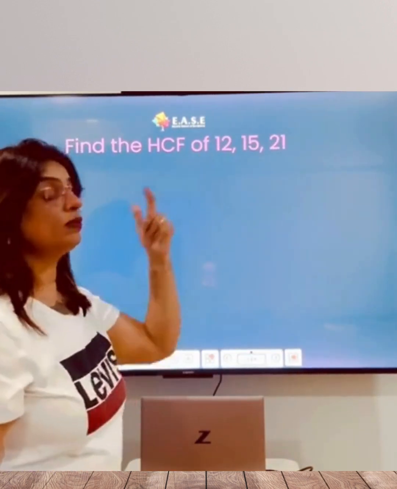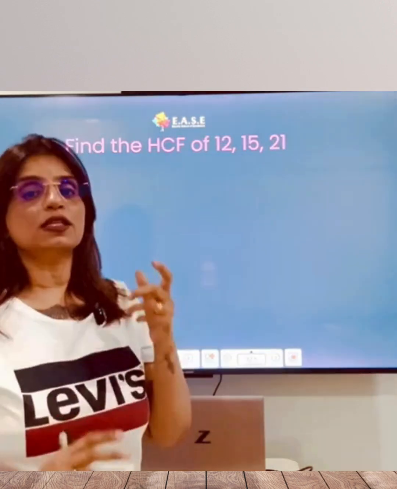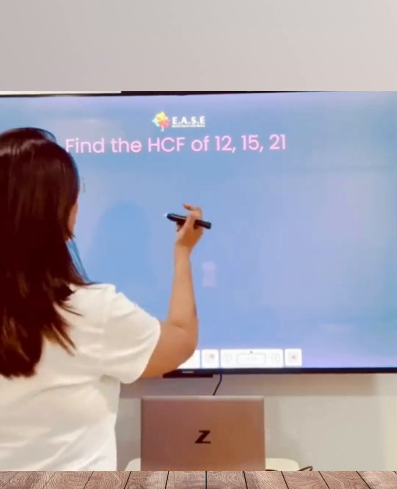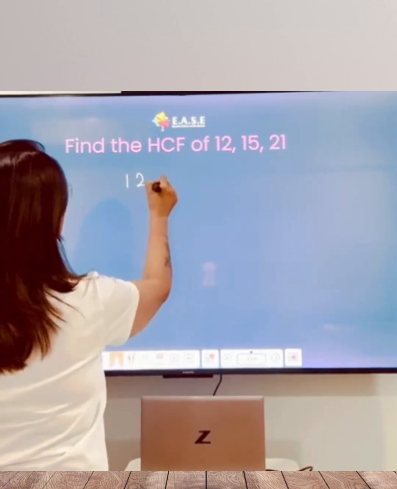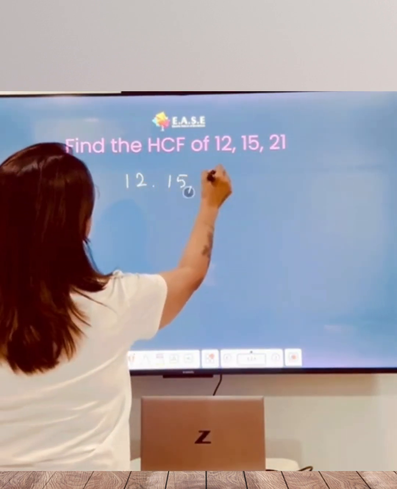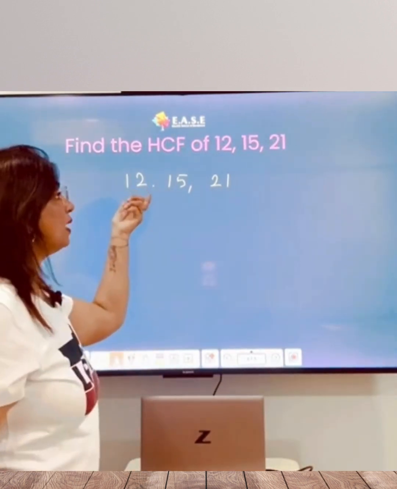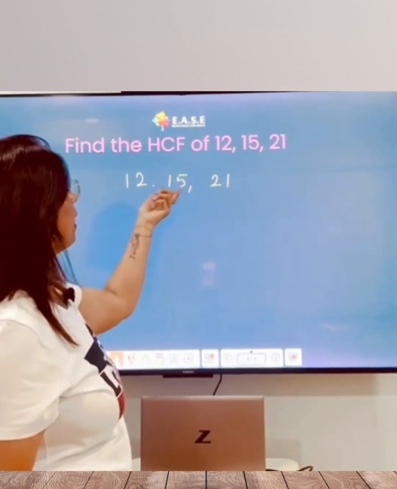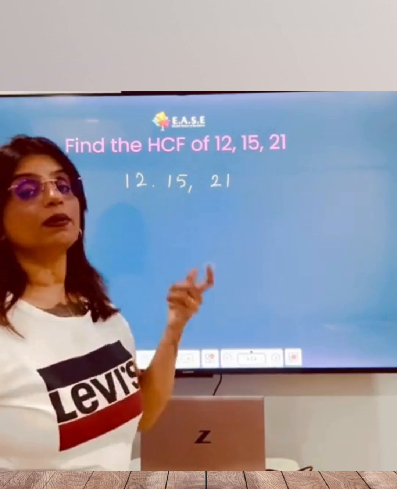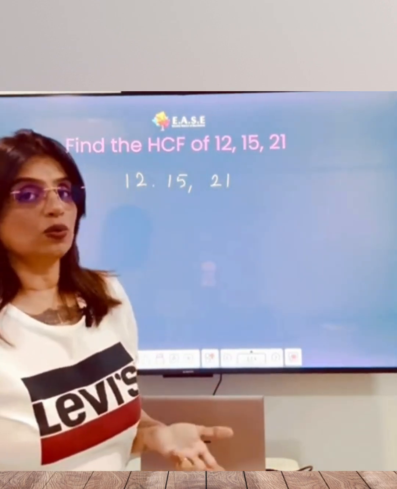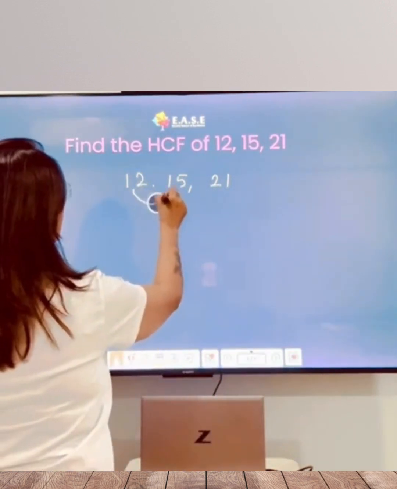We have to find out the HCF of 3 numbers. This most of the time is a challenge to a lot of students. Let us see how we can do this quickly. So let us take 12, 15, and 21. Step 1: if you pick up 12, you will not be able to divide 15 and 21 by 12. You will get a remainder. So that's not working. So what you do, you find out the difference.